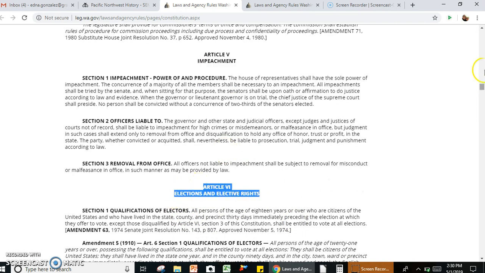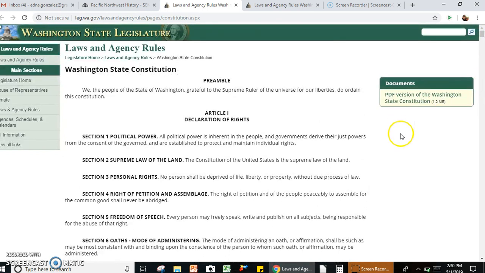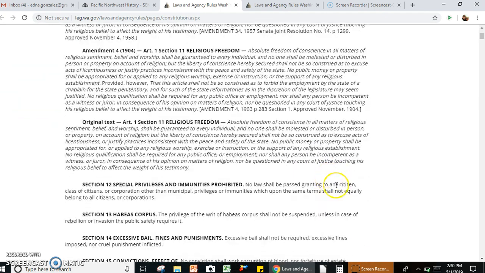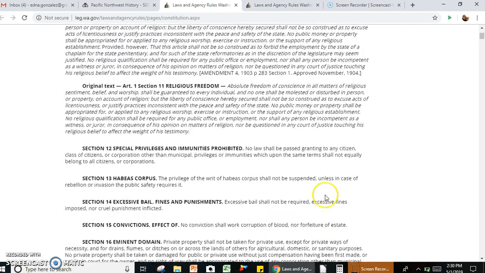Elections and elective rights. So I'm just going to scroll up and do the first one. Pick something that interests you, because assignments are easier to do if you pick something that you're either passionate about, that you find interesting, or that you want to know more about. So I'm just going to focus here on Declaration of Rights, Article 1. And so what you'll do is you will go through and you're just going to read the different sections. If you want to, you can kind of just, not scroll through them, but look for keywords or just read some of them. You don't have to read all of them.